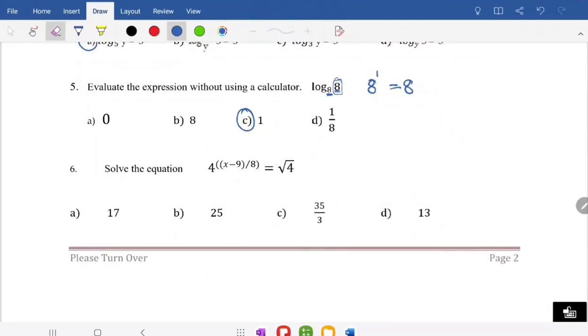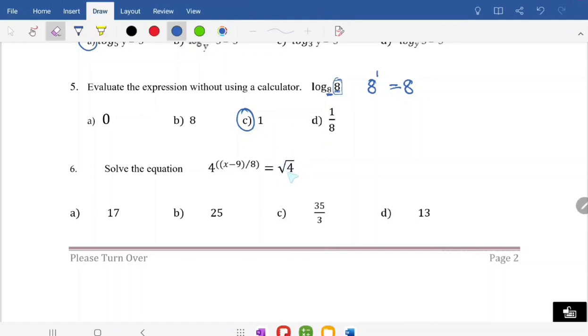Let's work through question number 6 now, which is solving an exponential equation that they've given us here. It says 4 raised to the power x minus 9 divided by 8 equals square root over 4. Now, the first goal that we should have is write exponents with a common base, because if we can do that, then we can make the exponents equal to each other, and it'll make it easier for us to solve the equation. All right, so we have a 4 raised to an exponent on the left hand side. However, on the right hand side, we just have square root over 4.